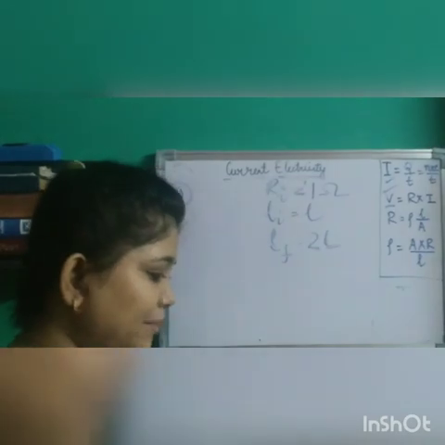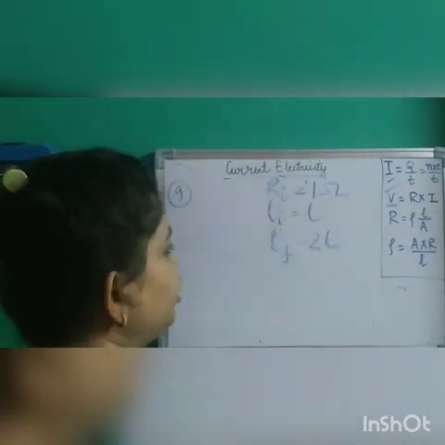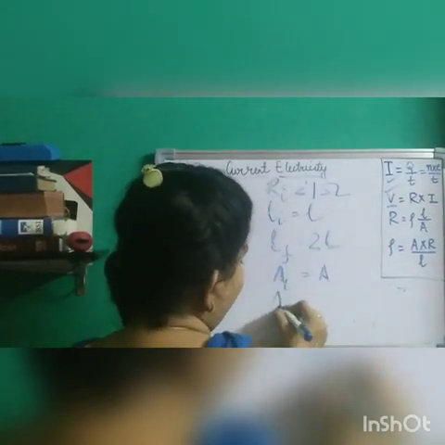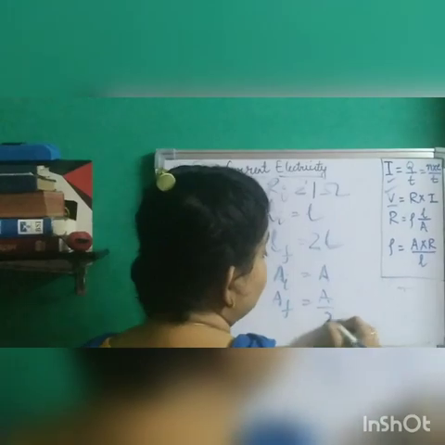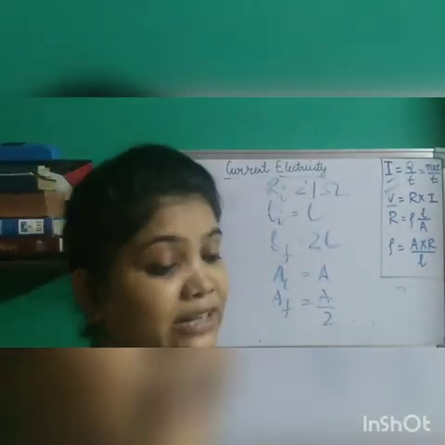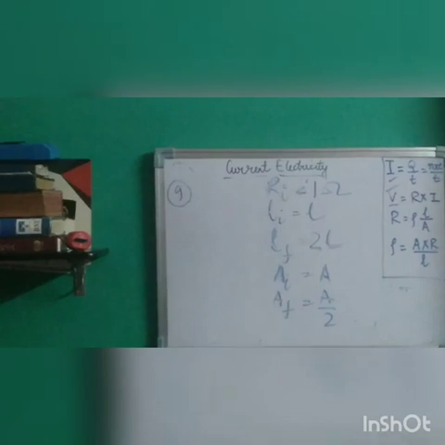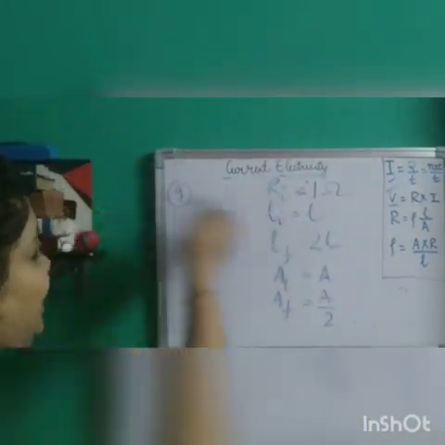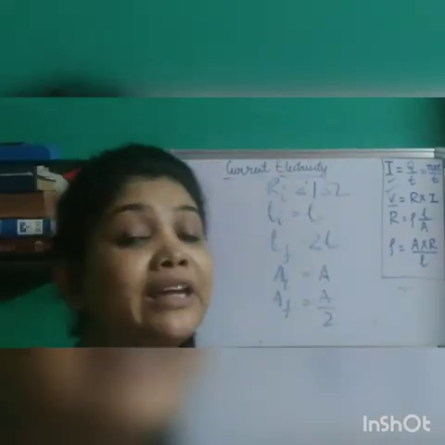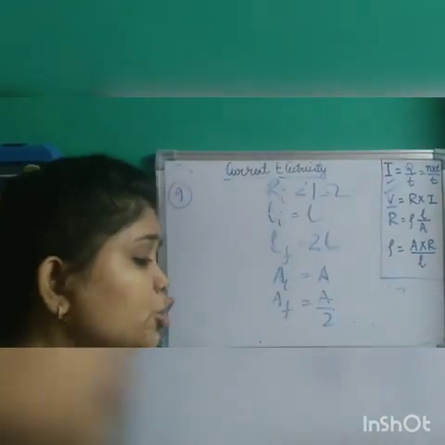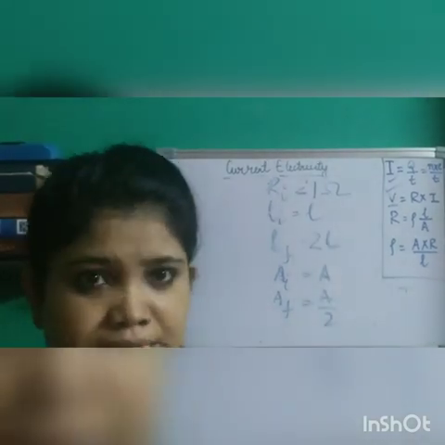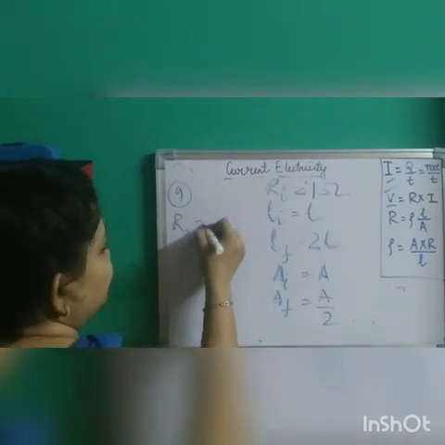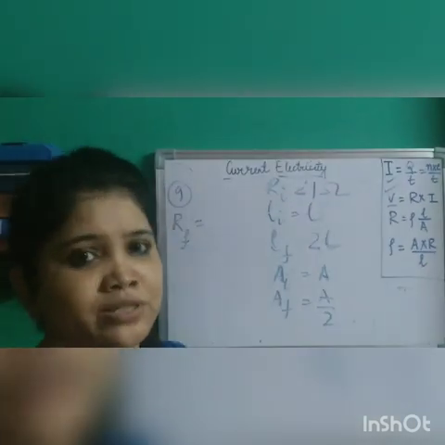What else is given? What will be the new resistance? As I told you, if you take the initial area as A, the final area will be A by 2. Please keep this in your mind, students, that whenever length increases, the area decreases in the same proportion. So if it becomes 2L, the area will become A by 2. Now you are asked to find the new resistance. Rf means the final resistance, or the new resistance, which we are going to find out.